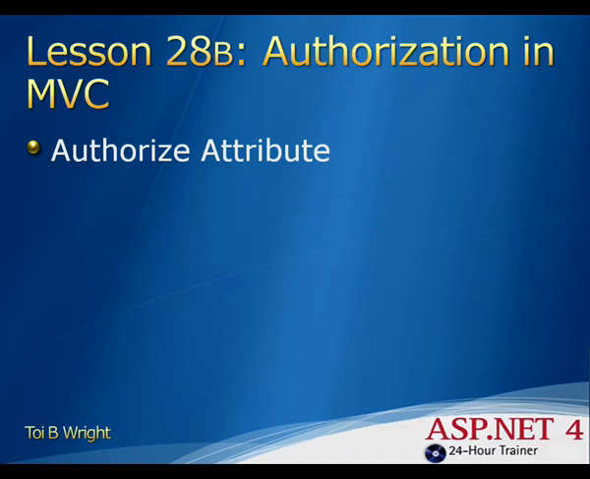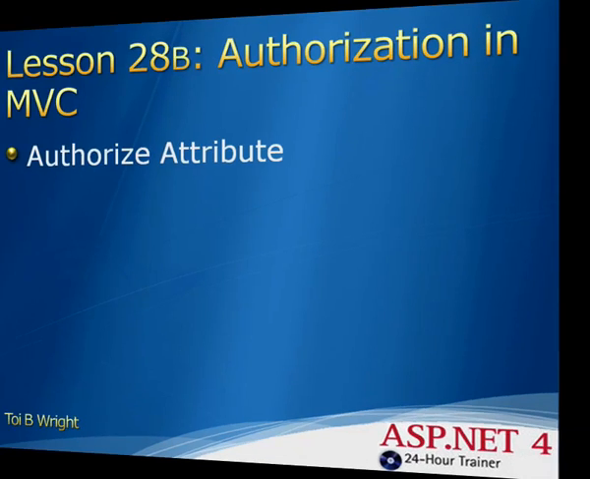The authorized attribute takes three named properties. The order property indicates the order in which an action filter is executed in relation to the other action filters on the same action method. The roles property contains a comma-separated list of roles that are able to invoke the action method, and the users property contains a comma-separated list of users who are able to invoke the action method.